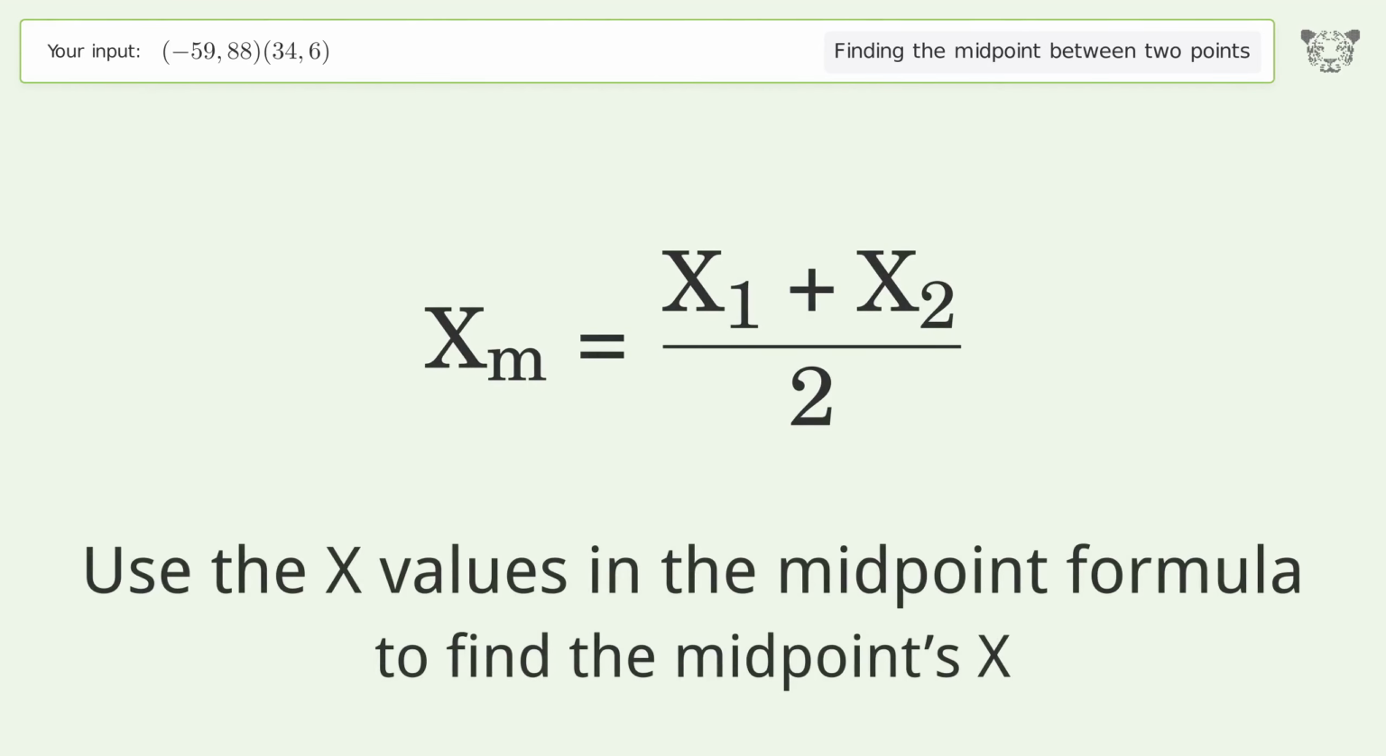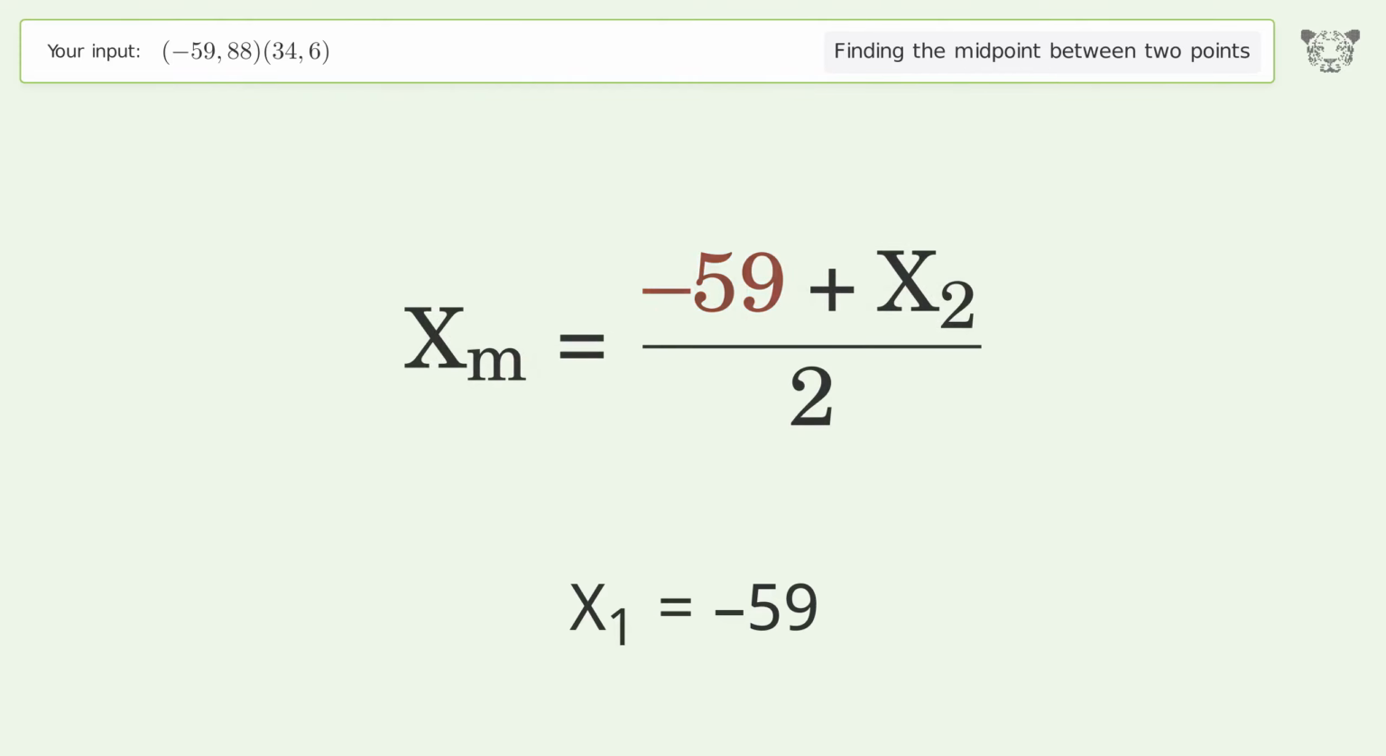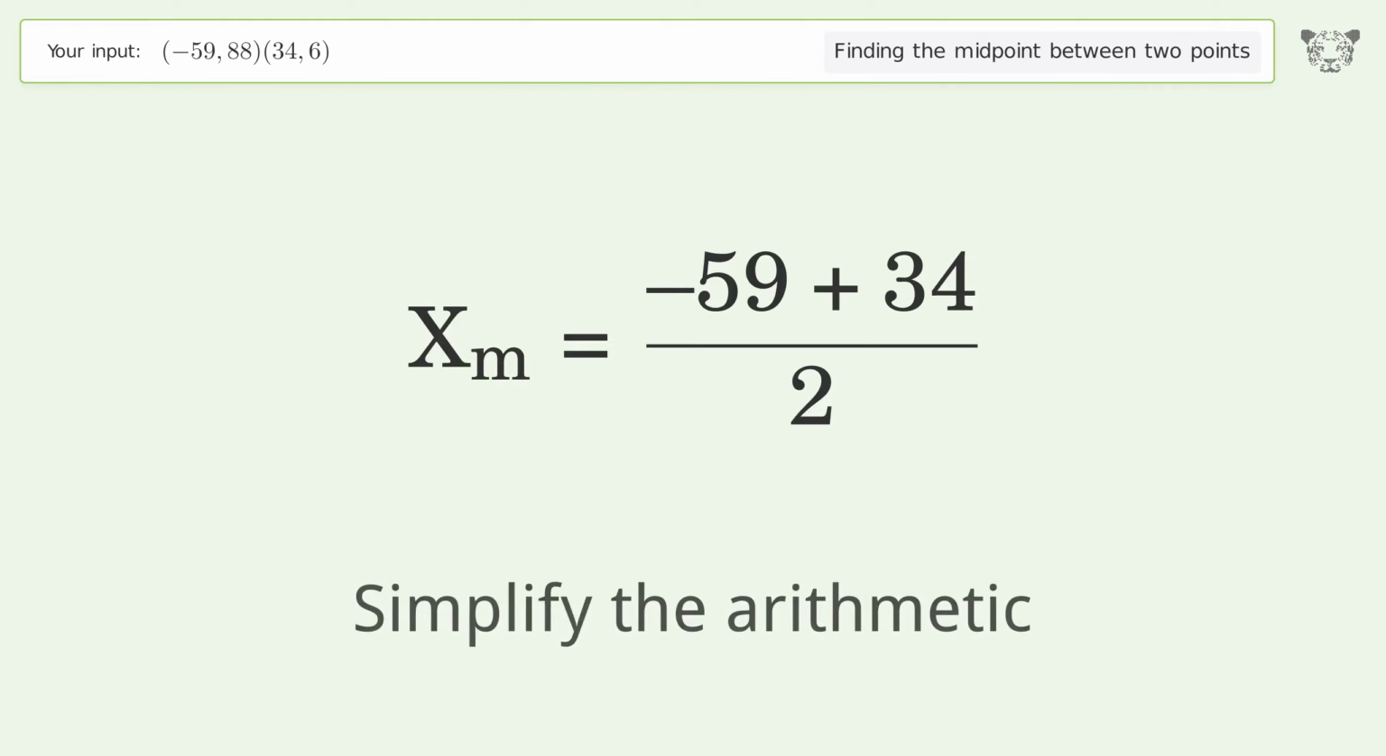Use the x values in the midpoint formula to find the midpoint's x. x1 equals -59. x2 equals 34. 4. Simplify the arithmetic.